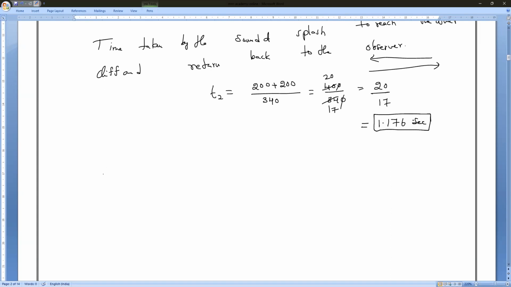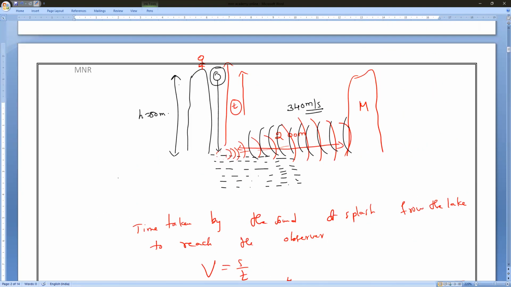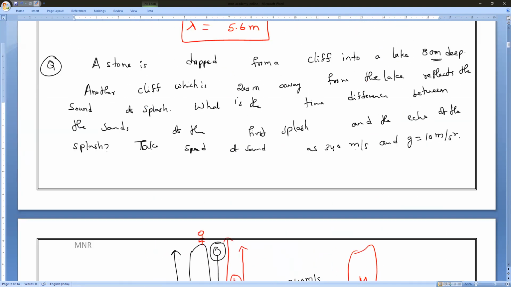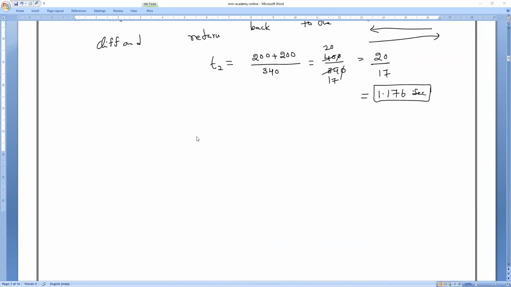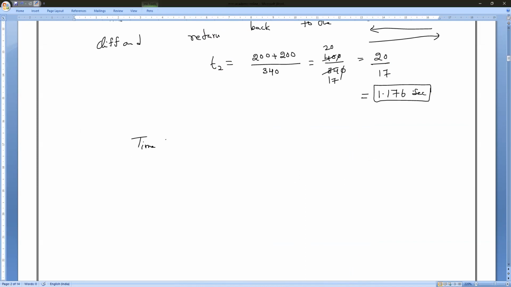Yeah, that is what they are asking. So what exactly are they asking in the question? They are asking for the difference. Time will never be negative. The time difference between the sound of the first splash and the echo of the splash is 1.176 minus 0.235. So what is the answer? 0.947 seconds. That is the answer.